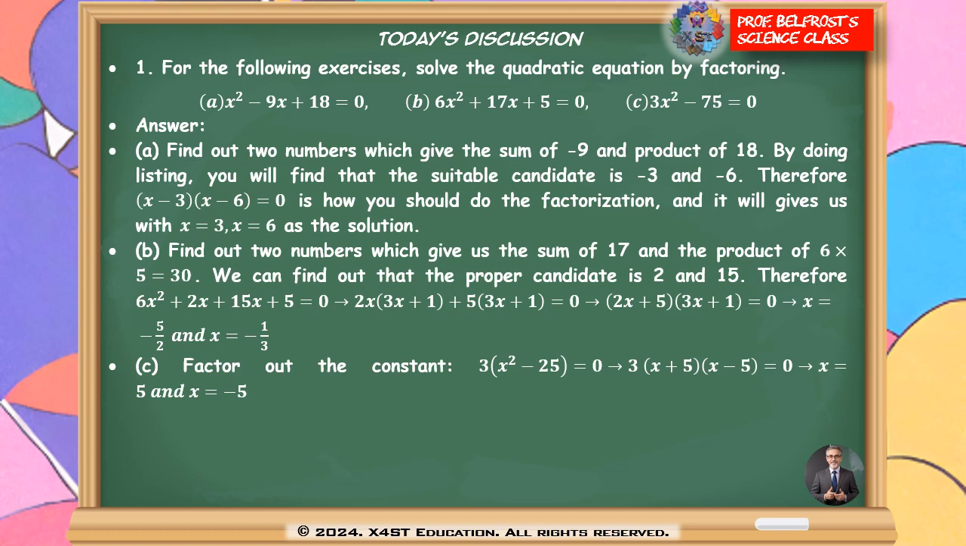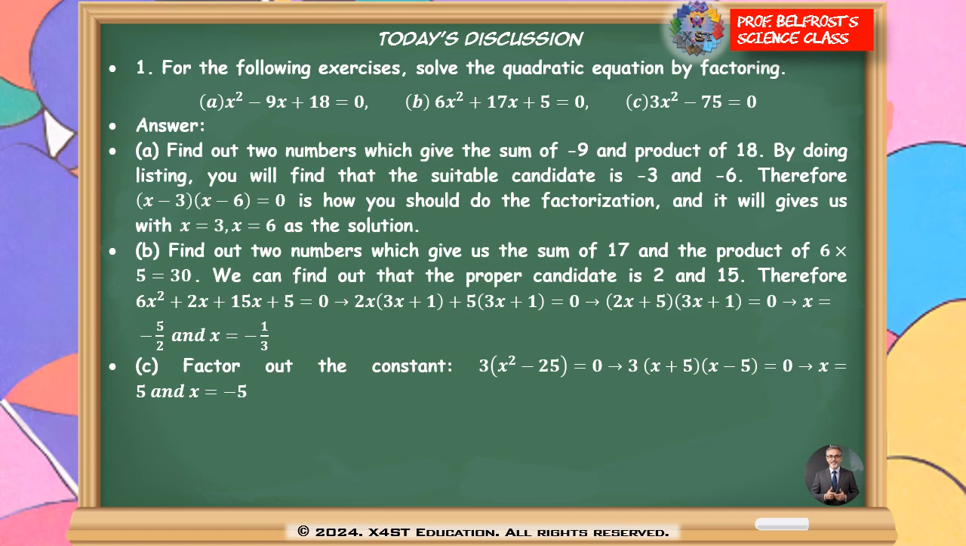two numbers whose sum is b and whose product is a times c. By analyzing this and listing all the possibilities, pick the one that suits the condition: the sum is b and the product is a times c. Then these two numbers will be your factors, as shown in the slide.